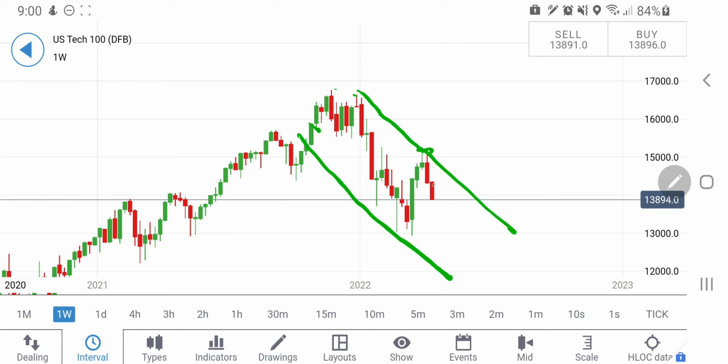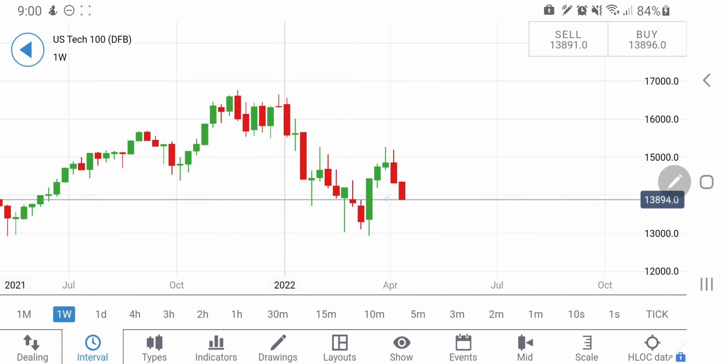Continuously for the last 2 weeks we have seen a sharp drop, almost correcting more than 8%. Now what could happen this week? Now look at this, this is just the second green candle. See, drop, retracement, and now back to the drop.